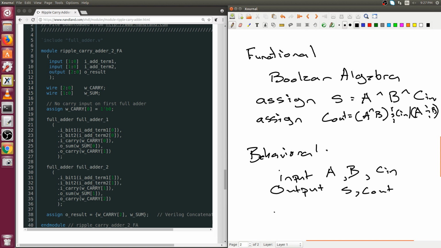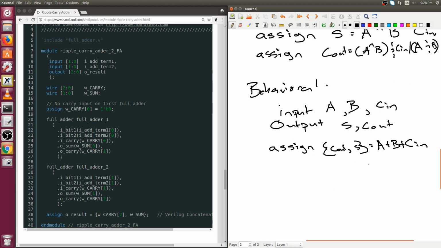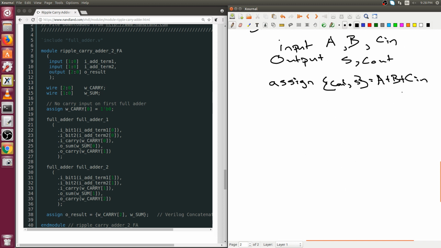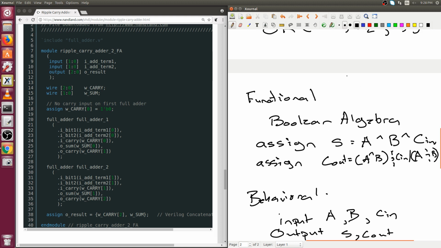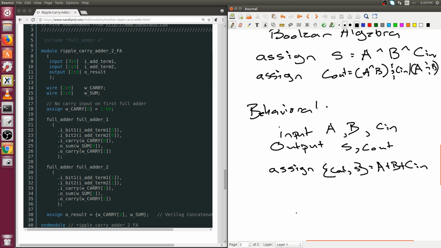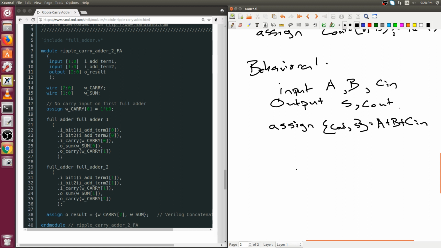do assign cout, comma sum is equal to A plus B plus Cin. So we can actually just use addition here. And so what this does is it takes this result and it stores it in these 2 bits. Remember, if we don't assign an array right here, it's just a single bit. So you can think of this as 3-bit addition.